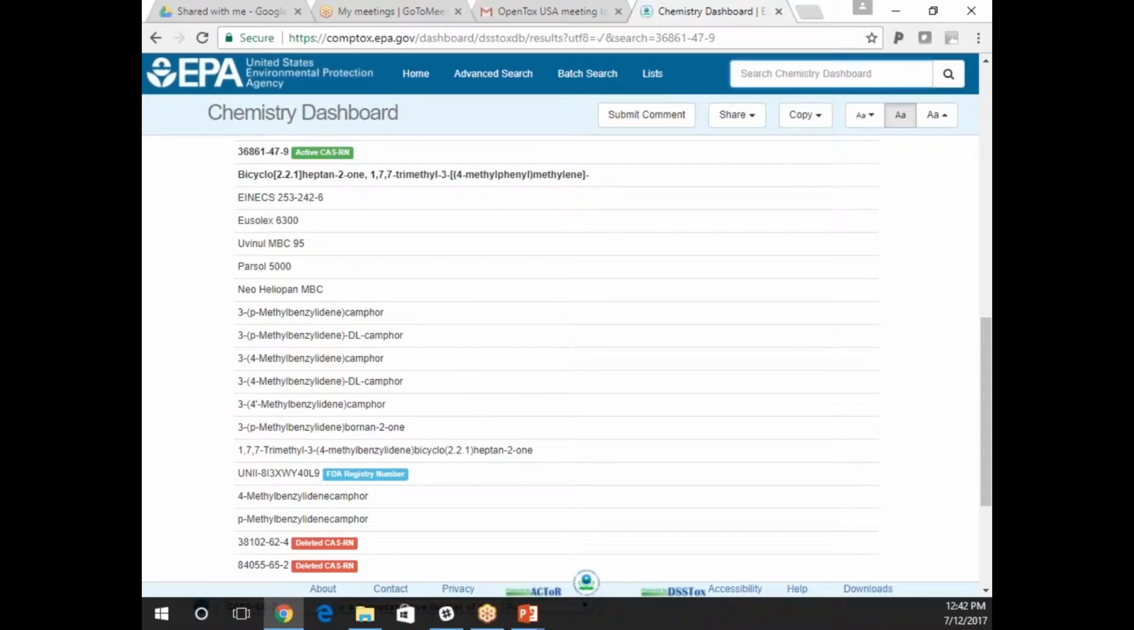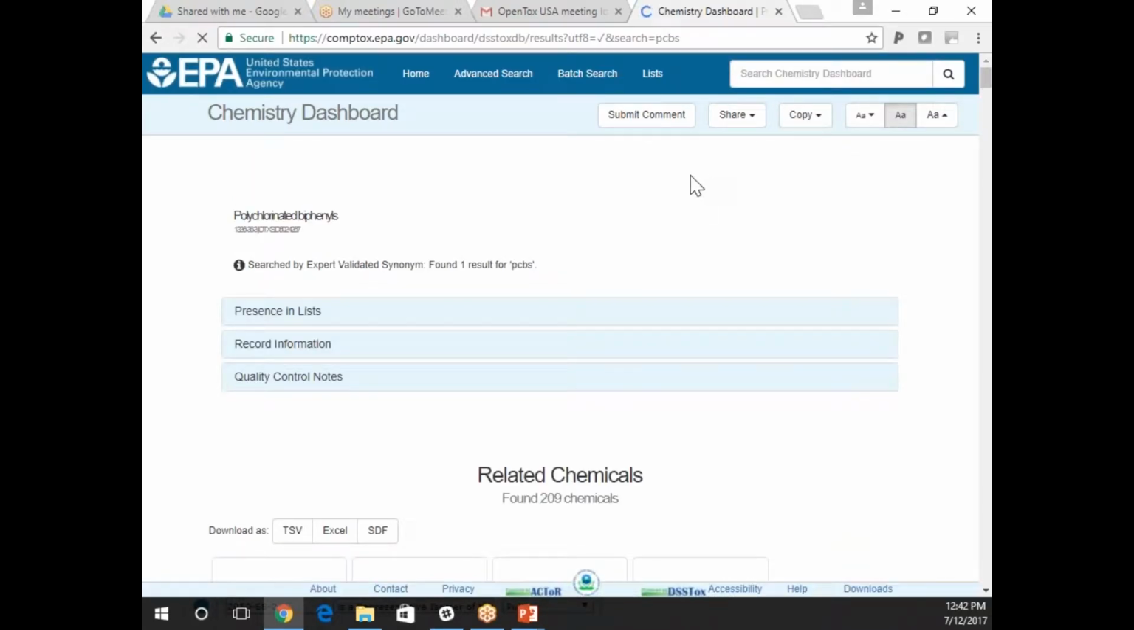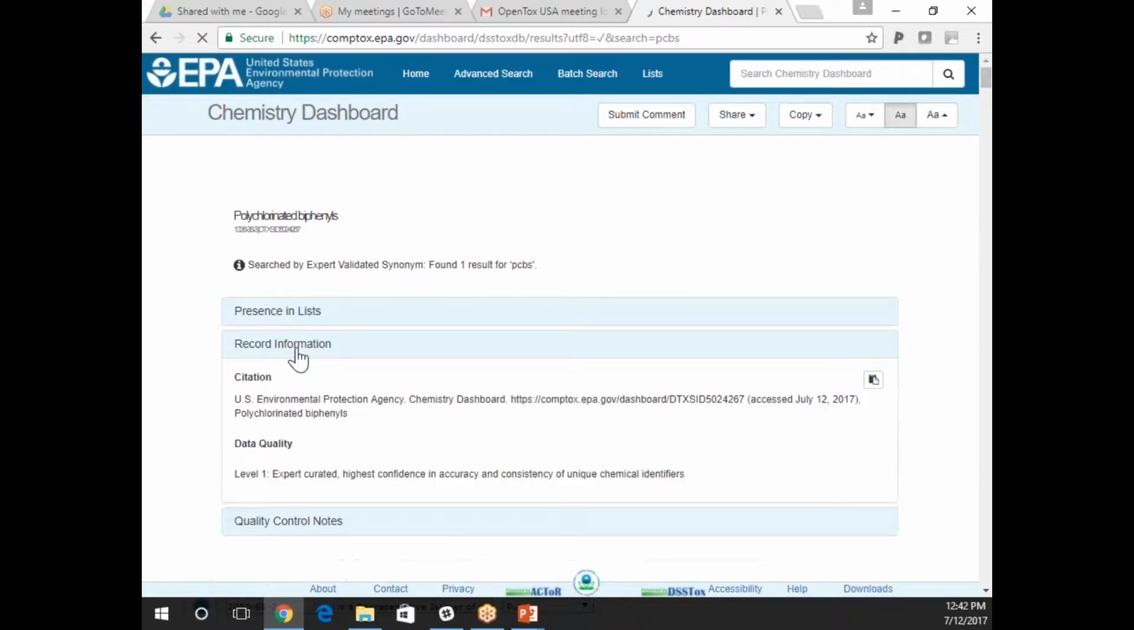We're also doing a whole bunch of other things that go beyond just list mapping. We are trying to document the associations and families of chemicals. So for something like PCBs, we have documented all the associations to the family members. And so you can go here and just search PCBs.